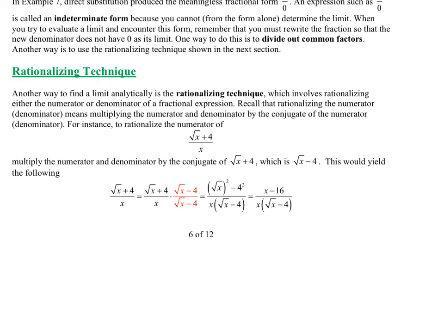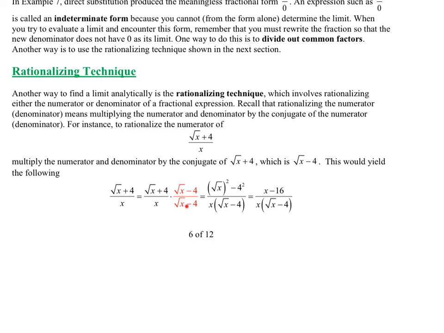It says, recall that rationalizing the numerator or denominator means multiplying in the numerator or denominator by the conjugate of the numerator or denominator. So remember, conjugate's the exact same thing, except you change addition to subtraction or subtraction to addition. So if we were looking at the square root of x plus 4 all over x, and we wanted to rationalize the numerator, get rid of the radical in the numerator, we'd have to multiply both the top and bottom by the conjugate, which is the square root of x minus 4.